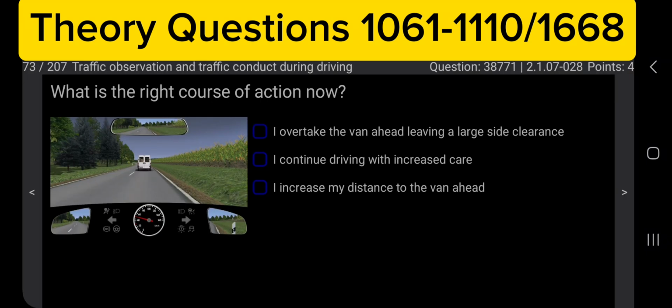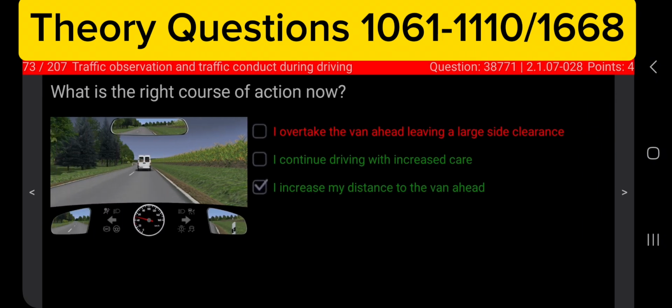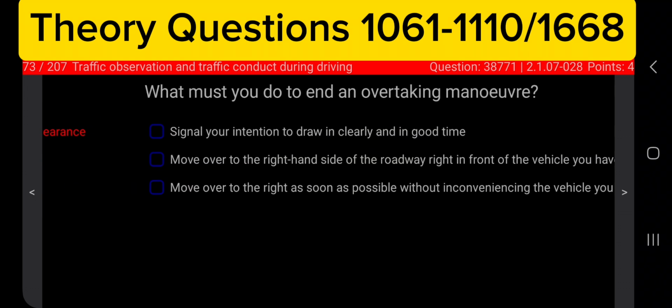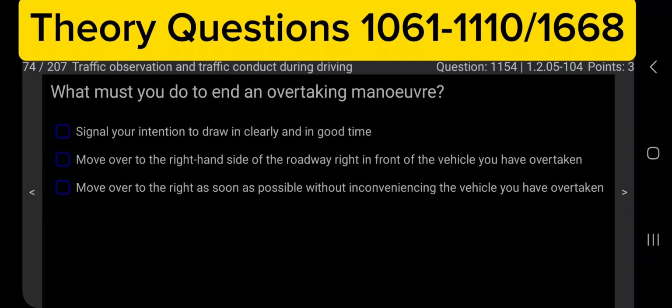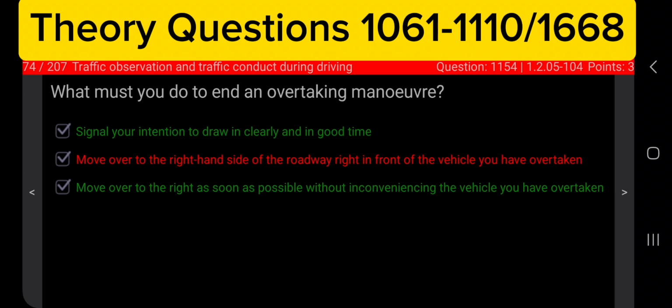I overtake the van ahead, leaving a large side clearance. I continue driving with increased care. I increase my distance to the van ahead. What must you do to end an overtaking maneuver? Signal your intention to draw in clearly and in good time. Move over to the right-hand side of the roadway right in front of the vehicle you have overtaken. Move over to the right as soon as possible without inconveniencing the vehicle you have overtaken.